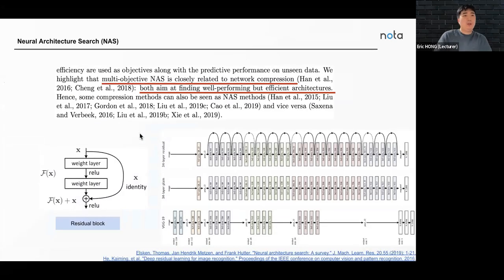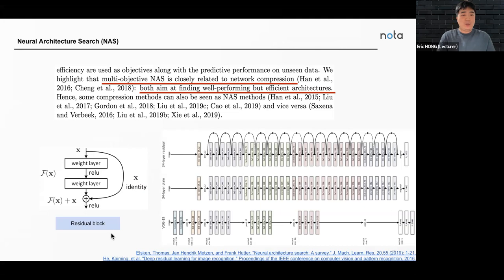And the technology behind the model search is neural architecture search. Actually, it's multi-objective neural architecture search. It's closely related to network compression. Both NAS and network compression are aiming at finding well-performing but efficient architectures. I said that they have two different types: this is bottom-up, and this is top-down approach. They have different approaches, but they have the same objective.